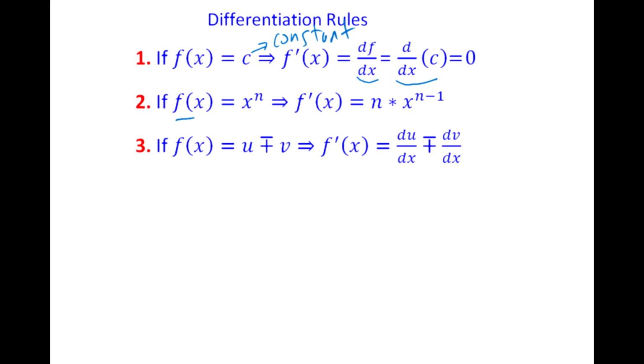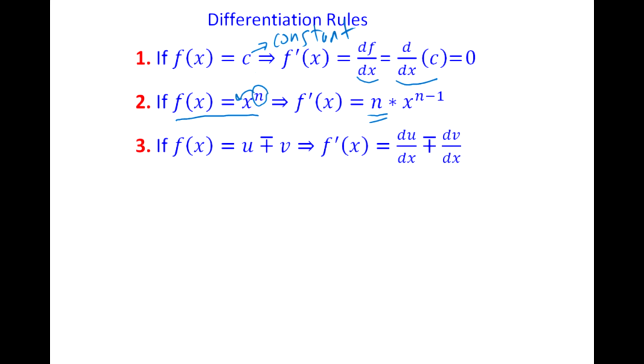In the second rule, we have if f of x is given to you as x to the power of n, and in this case the derivative of f of x can be written as, here the power is n, that power comes up front in front of x as a multiplier, and then we decrease the power by 1. In other words, f prime of x, which means the derivative of f of x, can be written as n times x to the power of n minus 1.